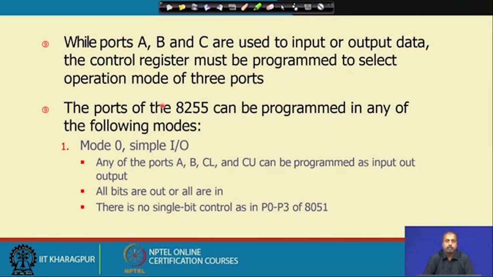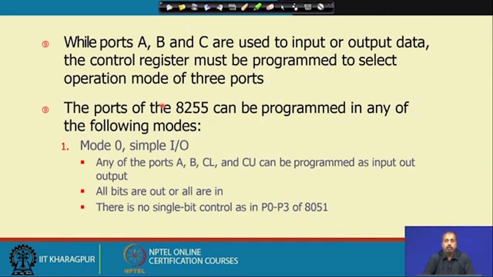The first mode is mode 0 or simple IO. This is the most popular mode, and almost all the applications that you have will mostly be using this mode 0 of 8255. In mode 0, any of the ports A, B, C lower and C upper can be programmed as input or output port, and all bits are out or all are in. So, you cannot do it individually.